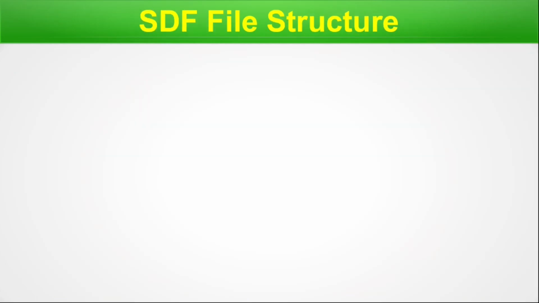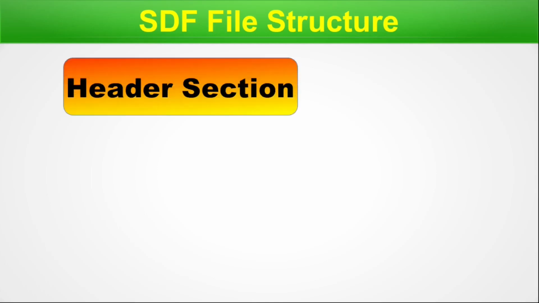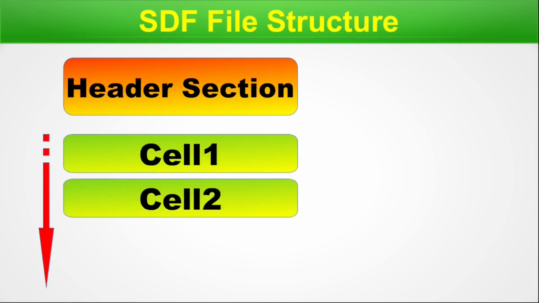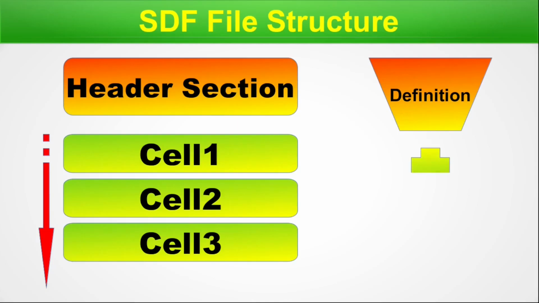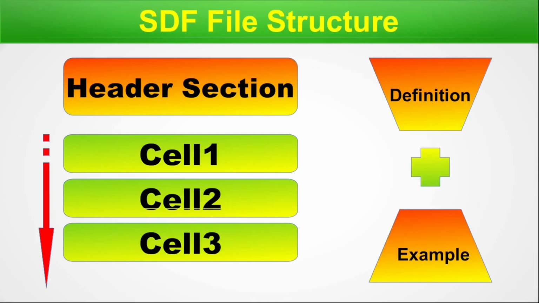SDF file structure. As we have already mentioned, the SDF has design specific data only. Now let us look into how this is organized inside the SDF file. Here we go. First, there is a header section. We continue downwards. Then there will be cell 1, cell 2, cell 3, all the cells that are picked up from the standard cell library for this particular design. Those picked up cells will be here. We'll explain all of these things in the upcoming slides with definition plus example. So we are done with this particular slide.